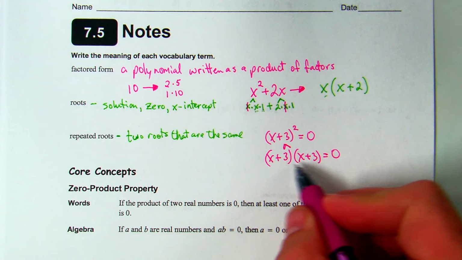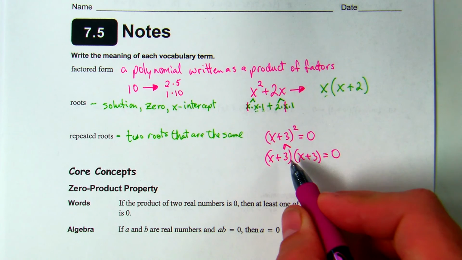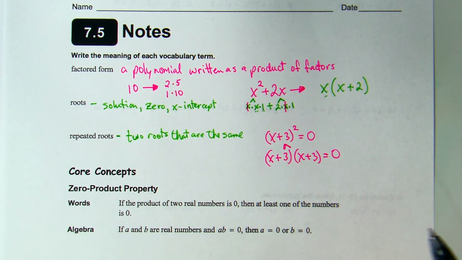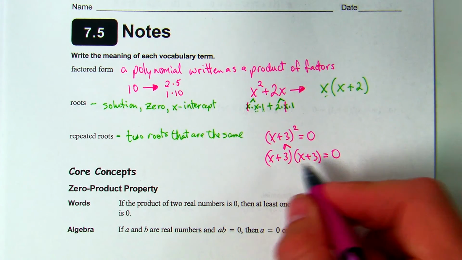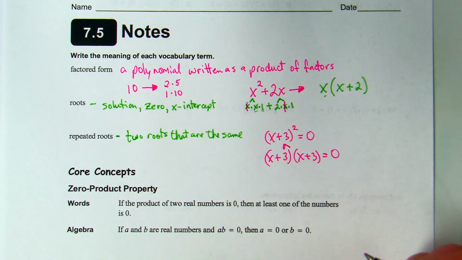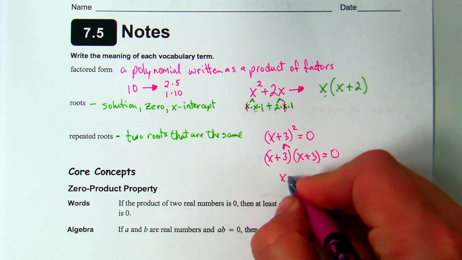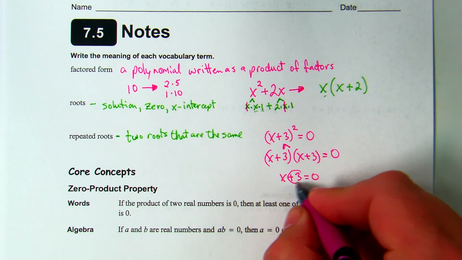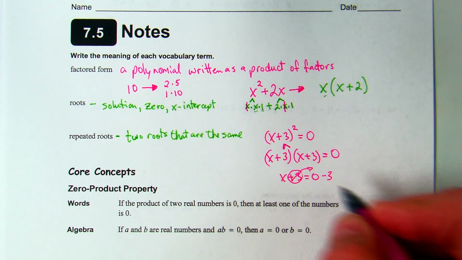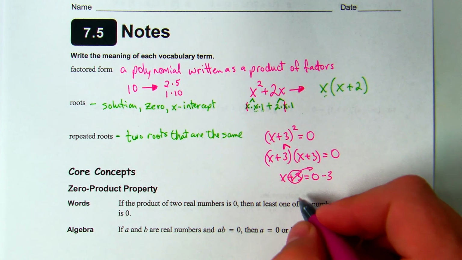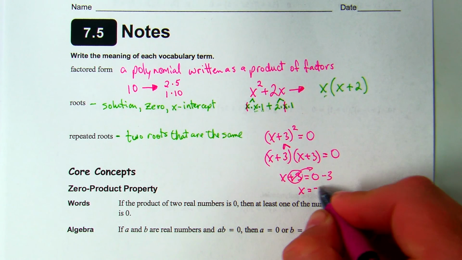Well, if this whole thing multiplied together is supposed to equal 0, doesn't that mean that one of these has to equal a 0? And the answer is yes. So we would set these equal to 0 and find out what makes that binomial, in this case, a 0. So we would set x plus 3 equal to 0. We only have to do it once because there's two of them. And then we move this positive 3 over, which makes a negative 3, or we subtract 3 from both sides, same thing. Moving and subtracting in this case is the same thing. So x would equal a negative 3.